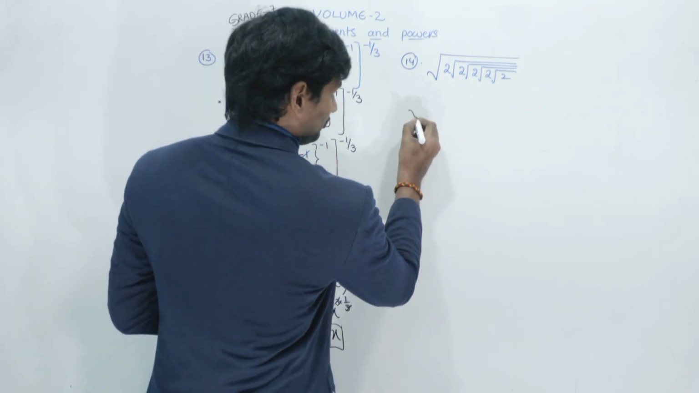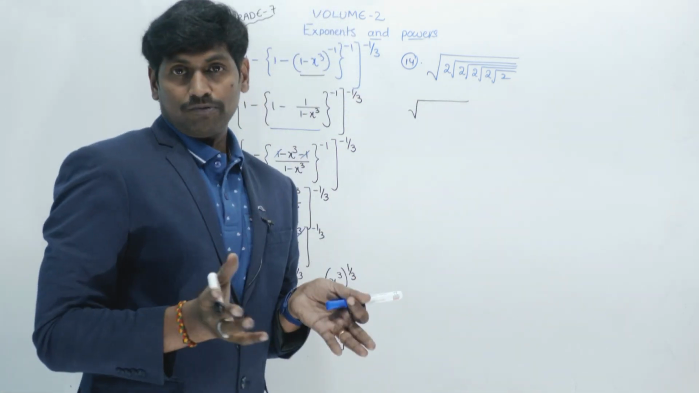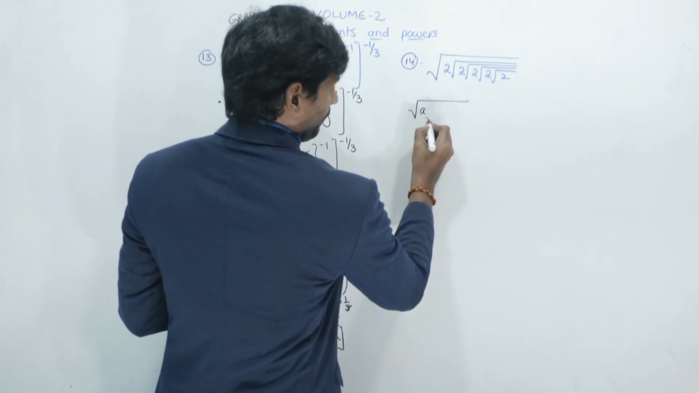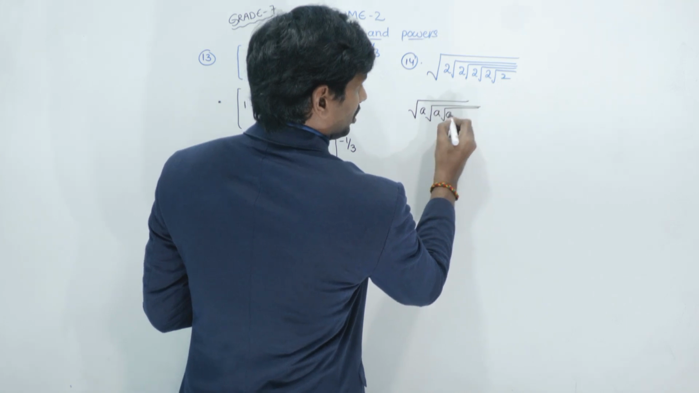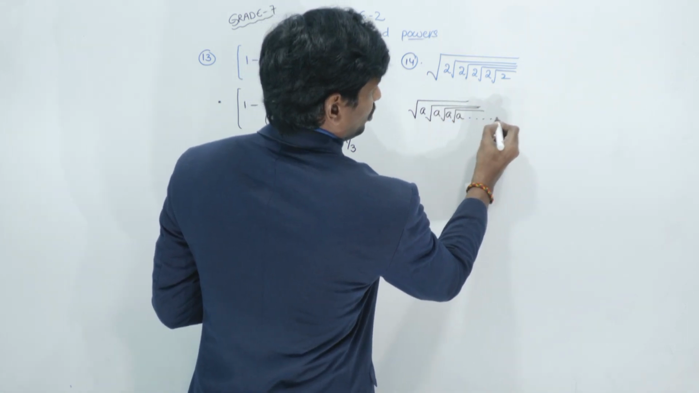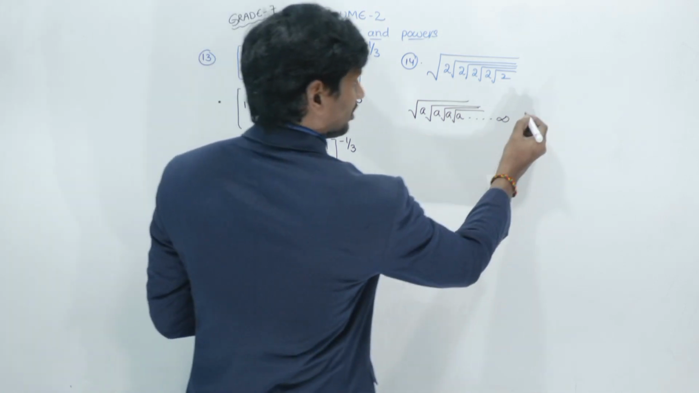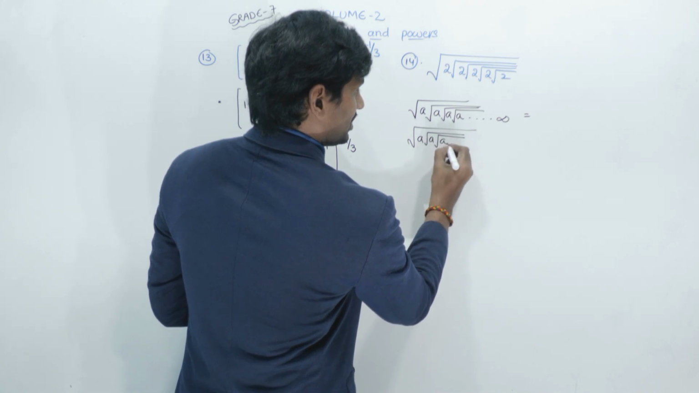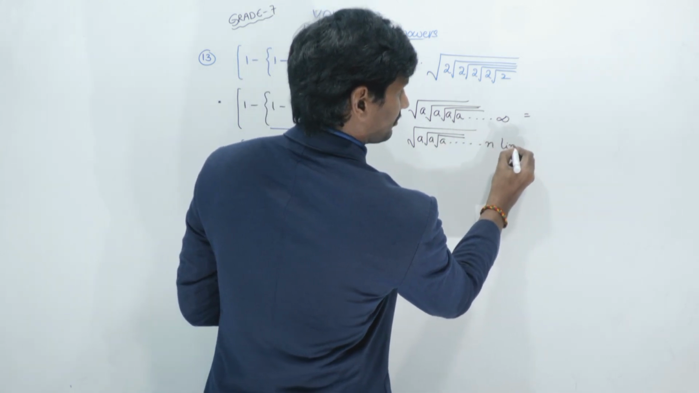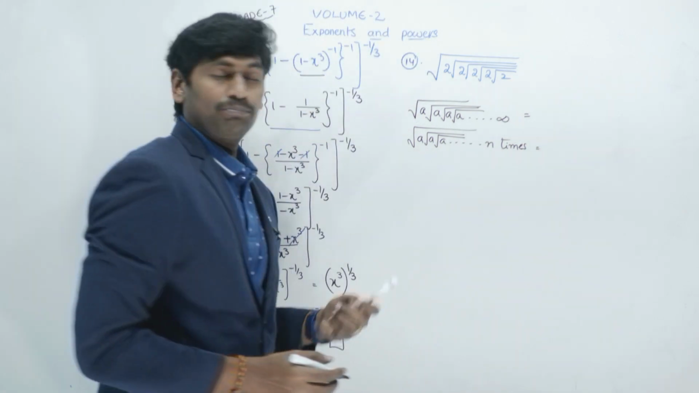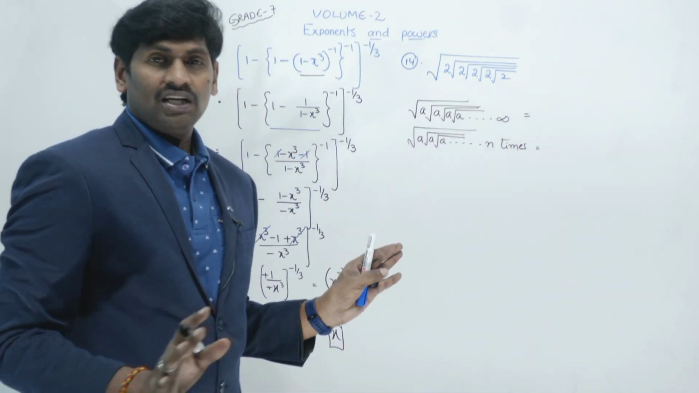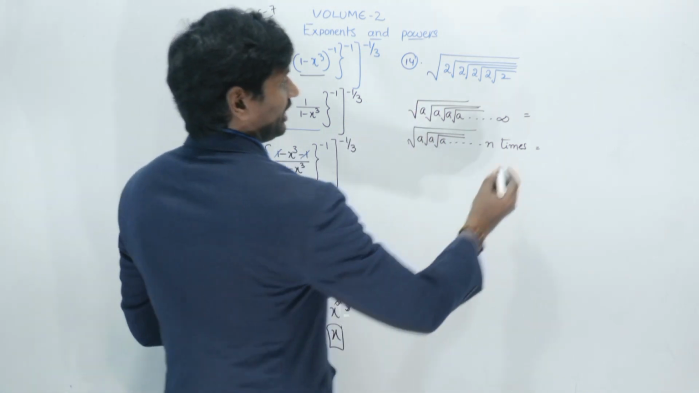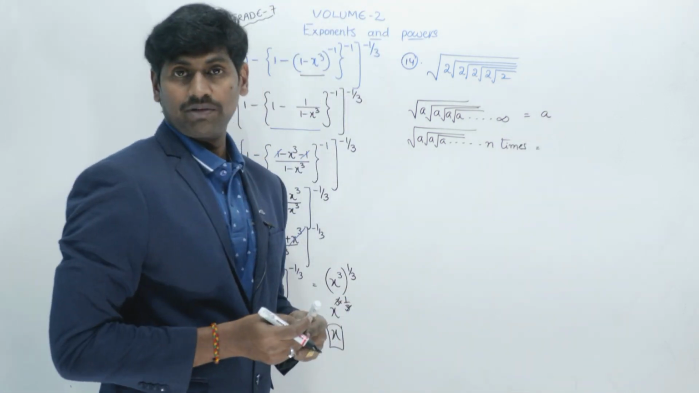Let me discuss that. There are two different types of problems. For example, square root of a into square root of a into square root of a into square root of a and so on infinity times. And one more, square root of a, square root of a, square root of a, this will be repeated up to n times. Okay? Up to infinity times, we can say within a fraction of seconds that the answer is a, if it is given in infinity times.